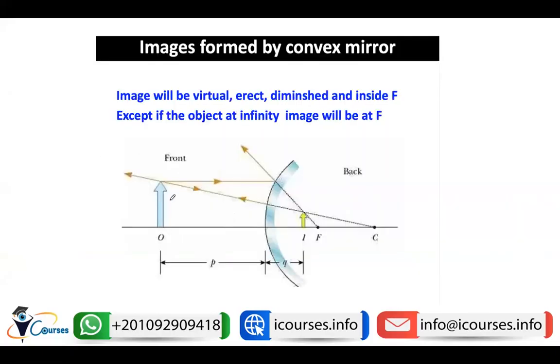Let's see here. This is the reflection caused by the convex surface. The image will be virtual, will be erect, will be diminished, and will be inside the F. This is very, very important. The characters of the reflection by a convex mirror are very important and frequently asked.